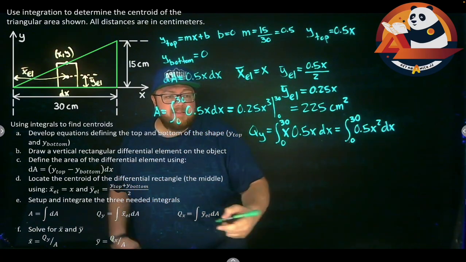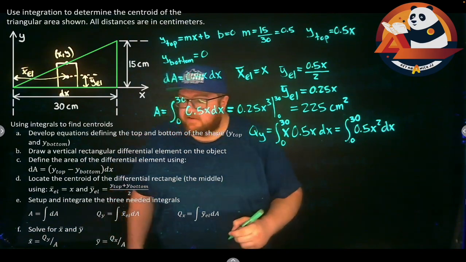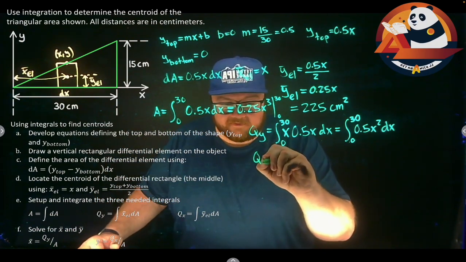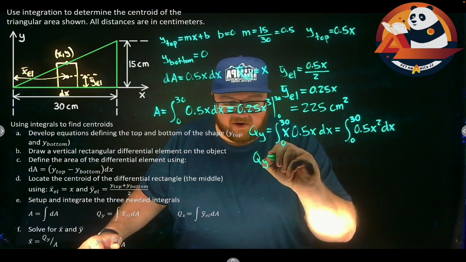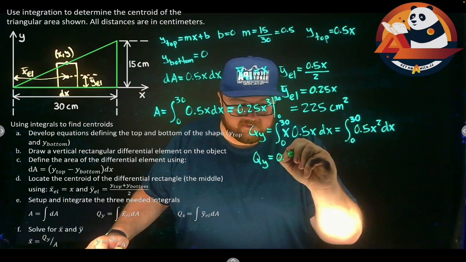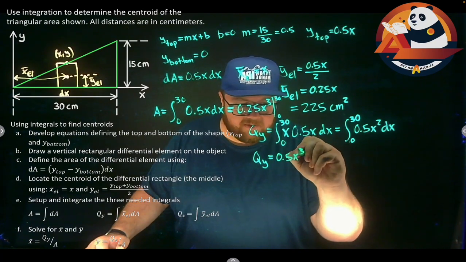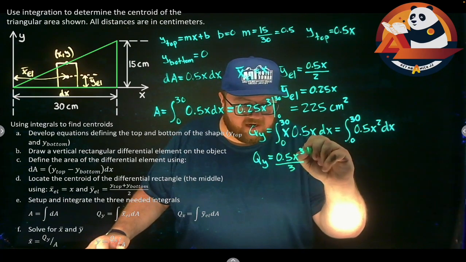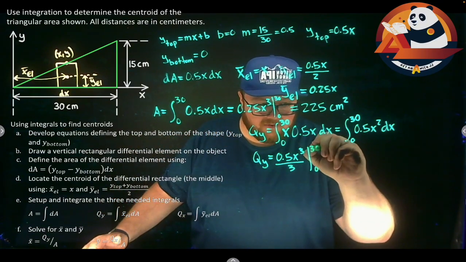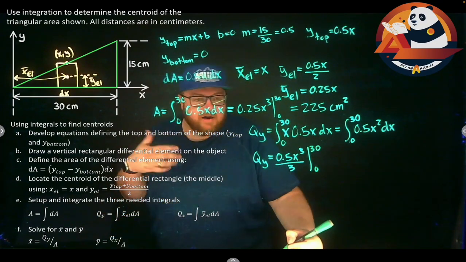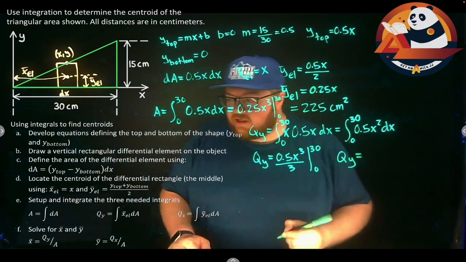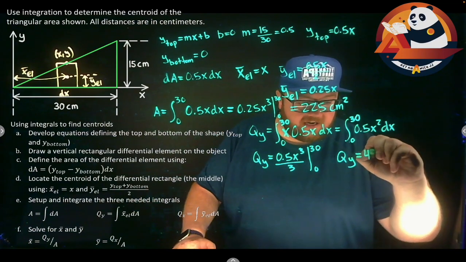With that set up, how do I actually evaluate that? If I take that integral, Qy will solve out to 0.5 x cubed divided by 3, and we'd evaluate that again from 0 to 30. We're getting our definite integral out here. Our Qy value is going to get us to 4,500 centimeters cubed.